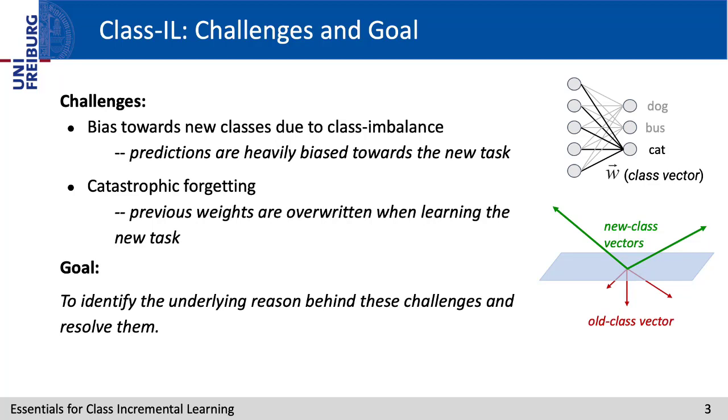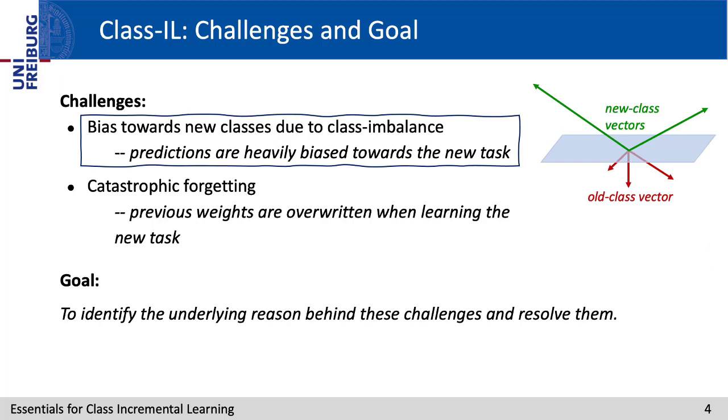In this work, we focus on two challenges. Firstly, tackling this large bias in the class vectors, which is caused due to class imbalance between old and new classes. Secondly, the catastrophic forgetting, where previous weights are overwritten when learning the new task. In this work, the goal is to identify the underlying reasons behind these challenges and resolve them using simple approaches. First, let's look at the bias challenge.